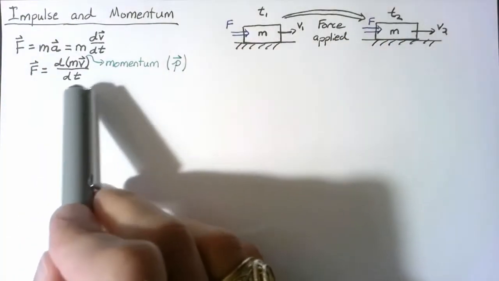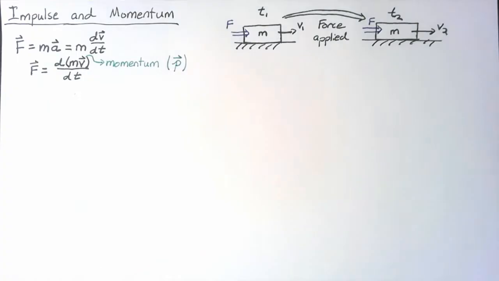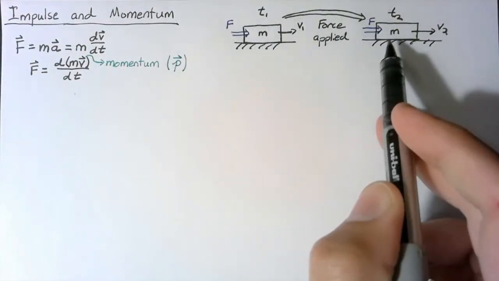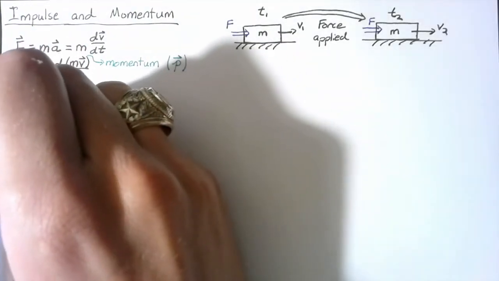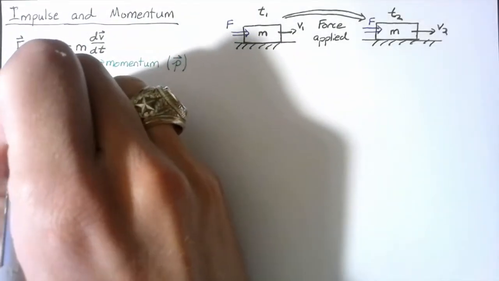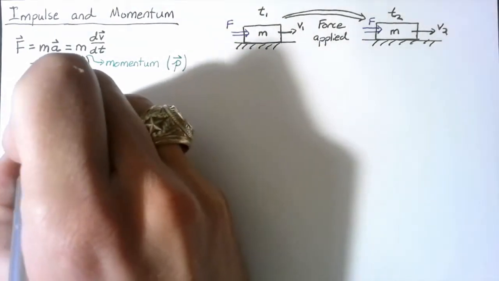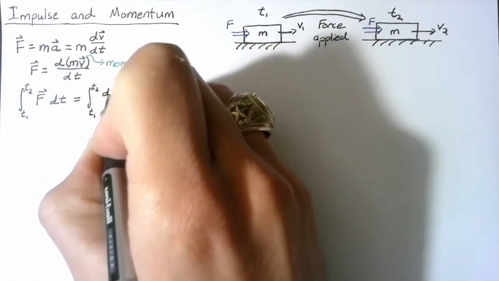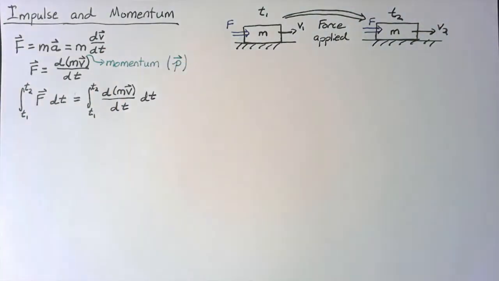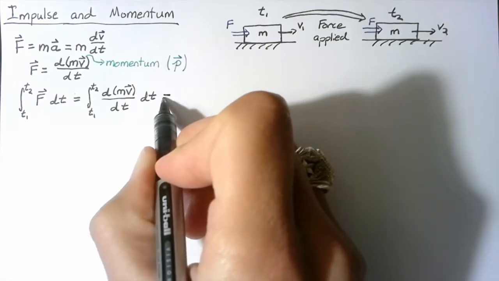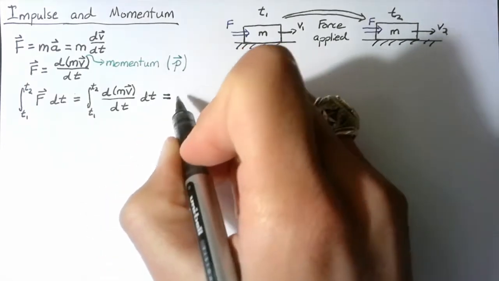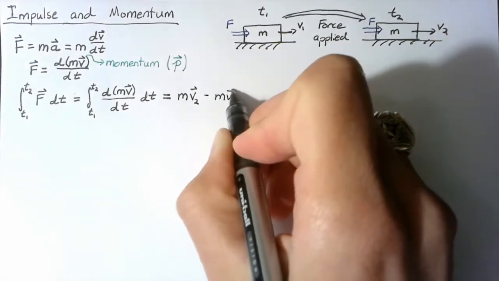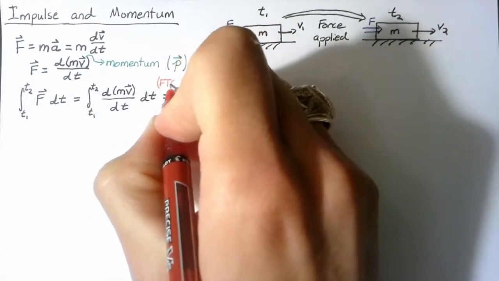Now, let's take a step back and perform some calculus on this basic equation. So we have two times, and we'd like to integrate between these two times. So let's take the integral from time 1 to time 2 of both sides of this equation. On the left-hand side, we just have our force. And on the right-hand side, we're integrating a derivative. So this right-hand side just becomes the two endpoints. So we can say that this is mass times velocity 2 minus mass times velocity 1. And we know that from the fundamental theorem of calculus.